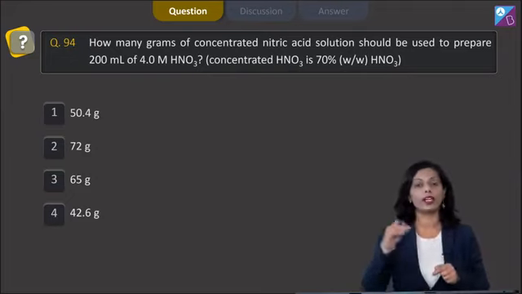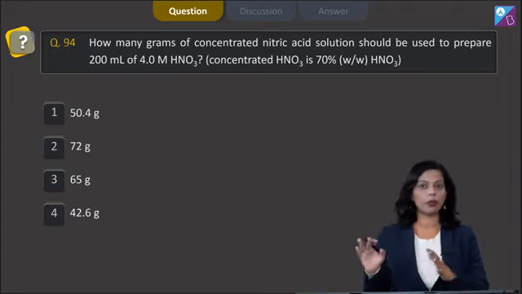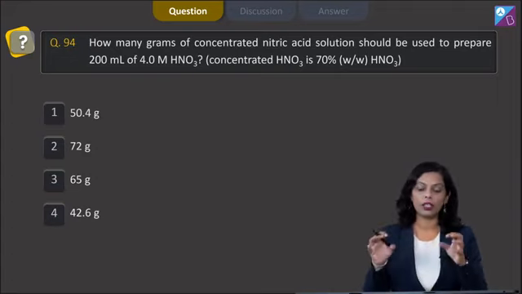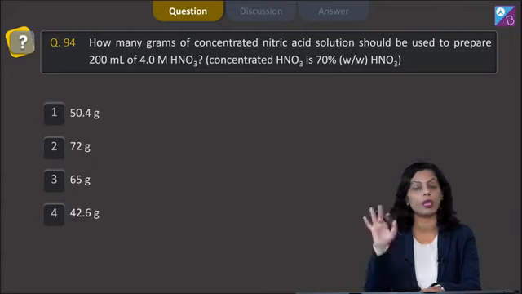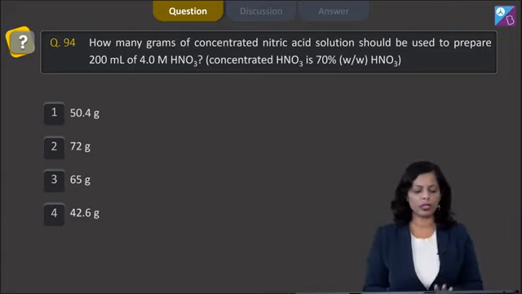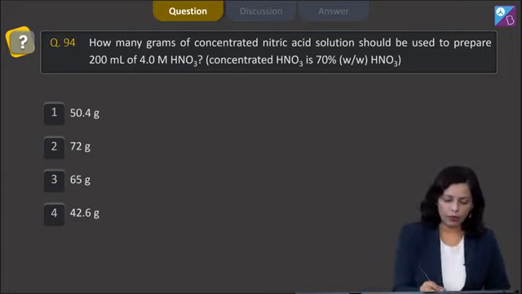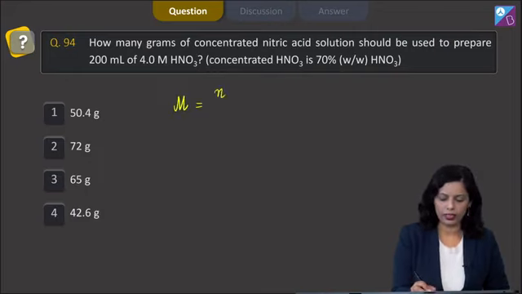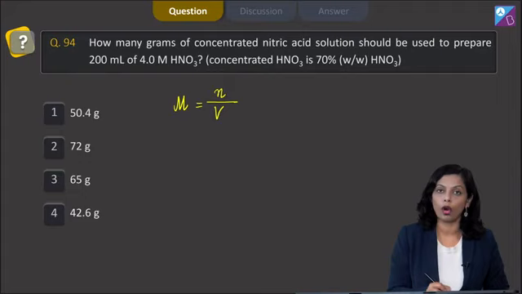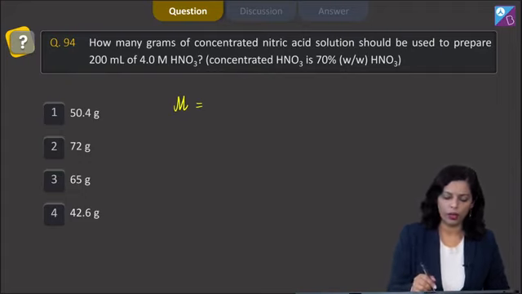With the help of mole, find out the mass. Then check it's not pure. You have to find out that amount in which that particular mass is present. So let's move step by step. First of all, I have molarity. Everybody knows that molarity is moles of solute upon volume of solution, right? So I'm just going to keep the values here.